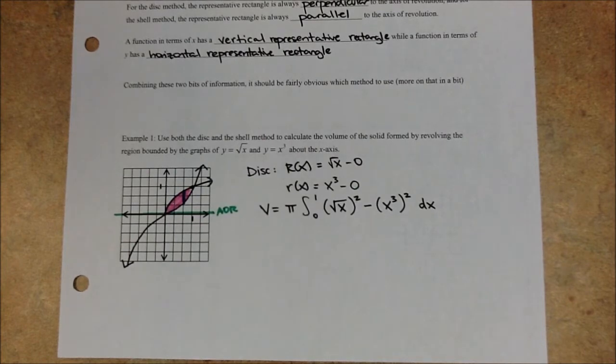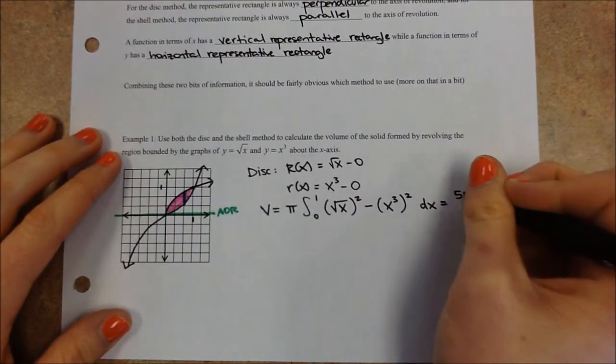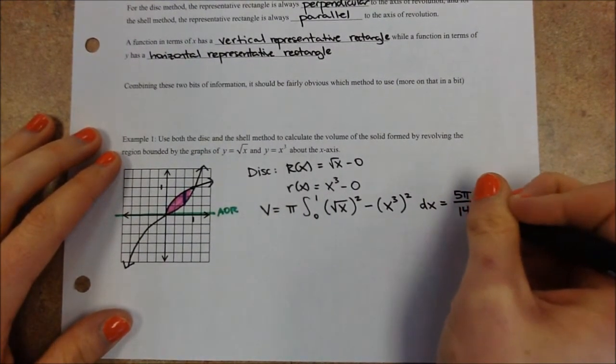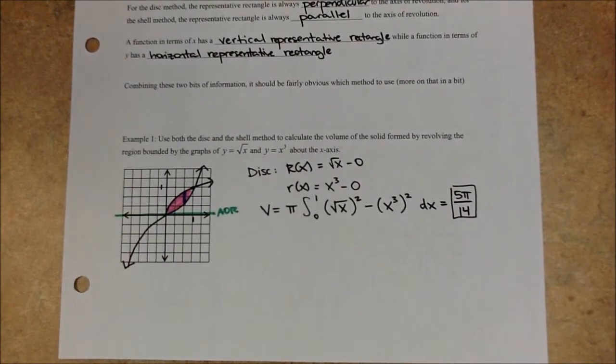All right, so if we plug that into our calculator, and like I said, on the videos, I'm not going to show you how to do this anymore because we've done plenty of integrals in our calculator. What we end up with is 5 pi over 14. You could always plug that in, test it out yourself. We get 5 pi over 14 by doing the disk method.